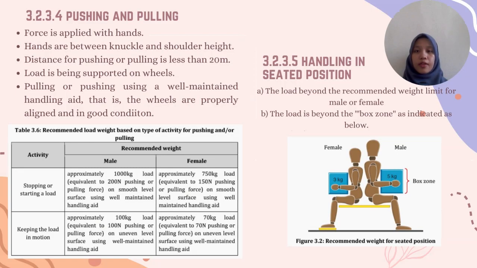Then for pushing and pulling, when force is applied with hands it should be between the knuckle and shoulder height. Distance for pushing or pulling must be less than 20 meters. The load is supported on wheels. Pulling or pushing using a well-maintained handling aid, where the wheels are properly aligned and in good condition. The table given is the recommended pull weight based on the type of activity for pushing or pulling.